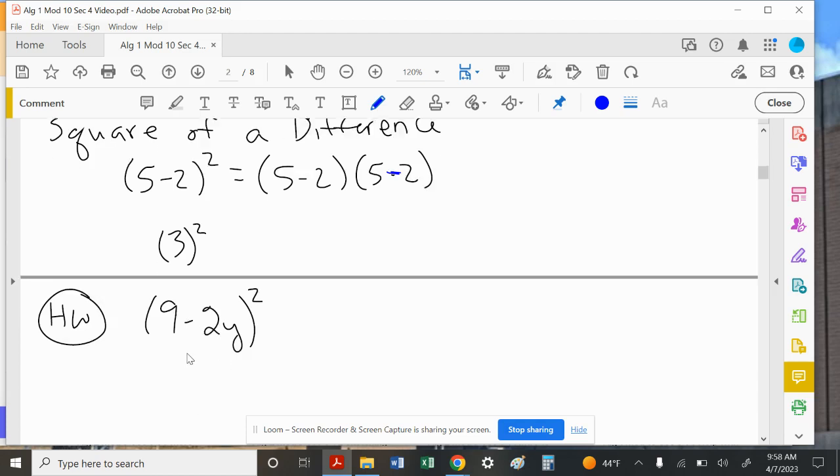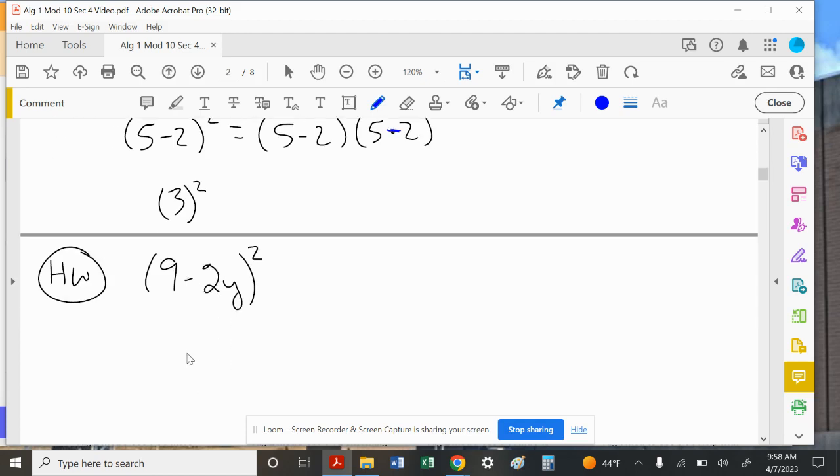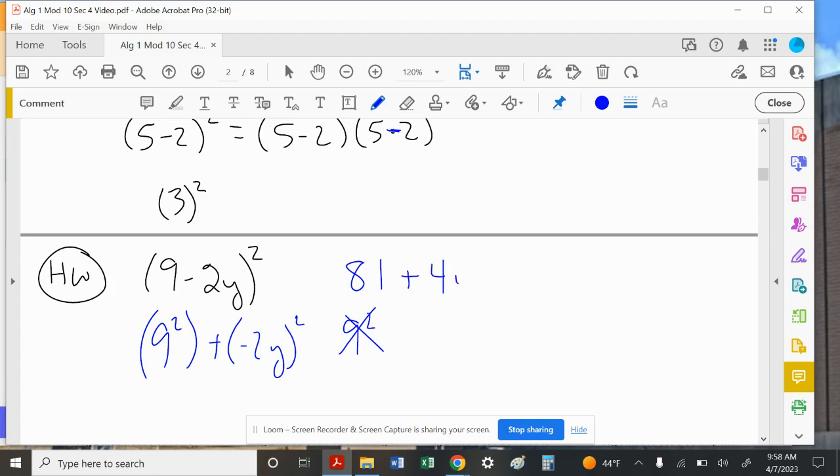Okay, so now in this one, we're going to do it the same way. We're going to distribute that square through. So we have 81, which is 9 squared, right? So we get 9 squared plus negative 2y squared. So this is 9 squared, so I'll write that out because I already wrote it out there. And then negative 2y squared would be plus 4y squared. So that gives me two of my terms, but I'm missing the middle term.